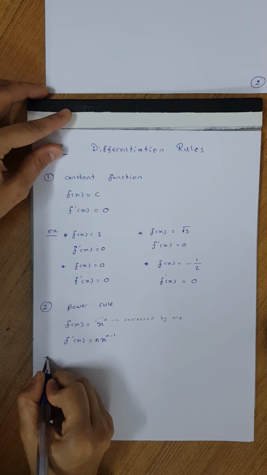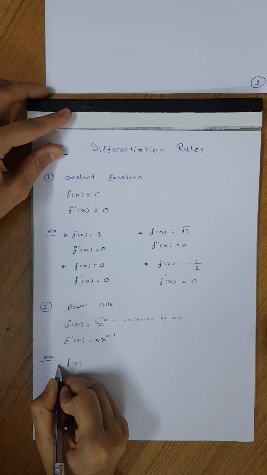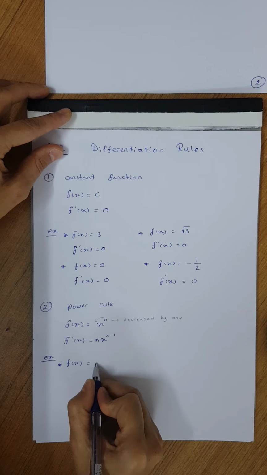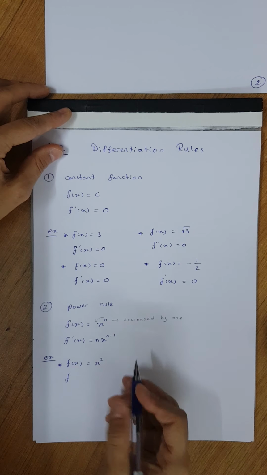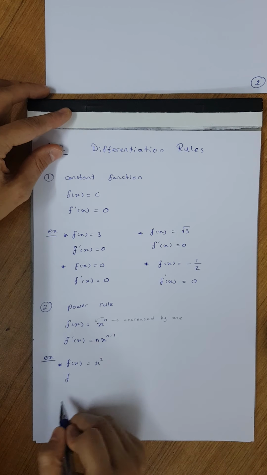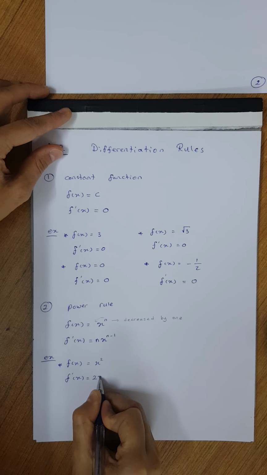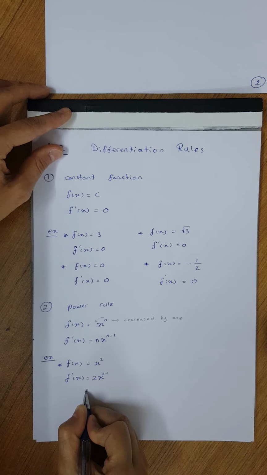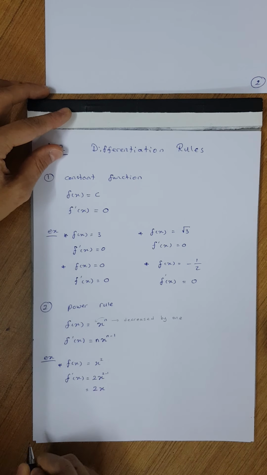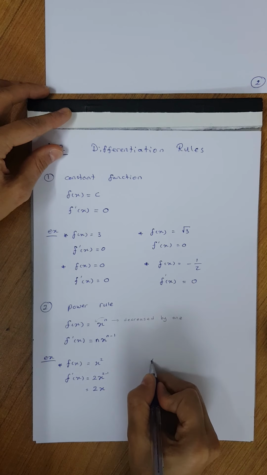So let's give some examples again on the power rule. If you have got f of x that's equal to, for example, x squared, that's a power function. Why? Because we have got x with the power of 2. So f prime of x is equal to 2x to the power of 2 minus 1. We are decreasing the power by 1, so that will equal 2x to the power of 1, and of course we're not writing the power 1.